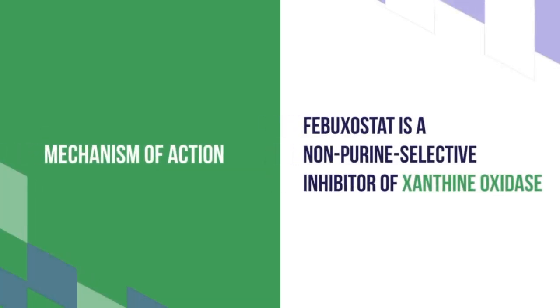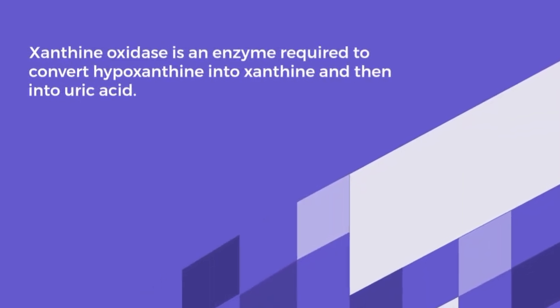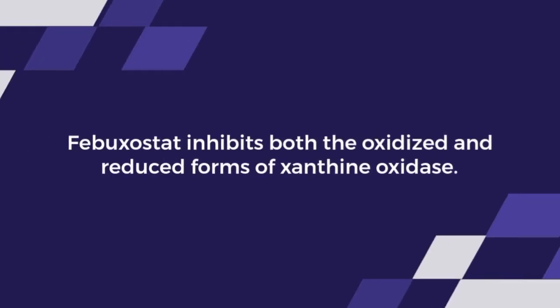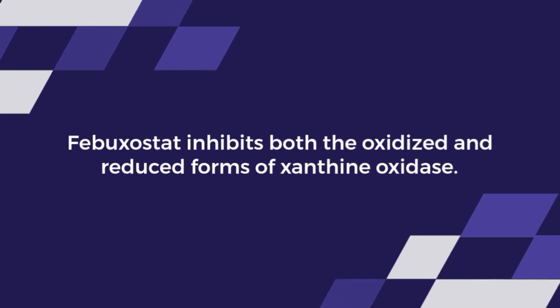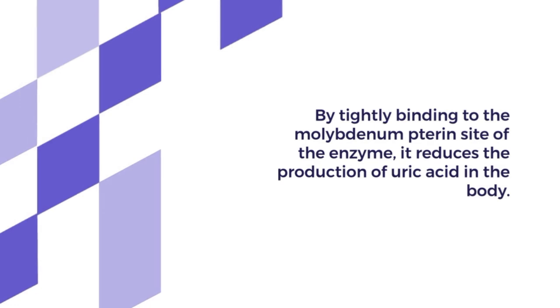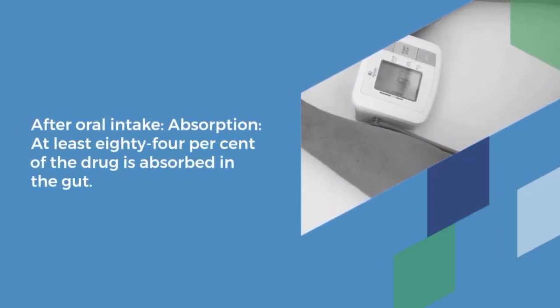Mechanism of action. Febuxostat is a non-purine selective inhibitor of xanthine oxidase. Xanthine oxidase is an enzyme required to convert hypoxanthine into xanthine and then into uric acid. Febuxostat inhibits both the oxidized and reduced forms of xanthine oxidase. By tightly binding to the molybdenum pterin site of the enzyme, it reduces the production of uric acid in the body.